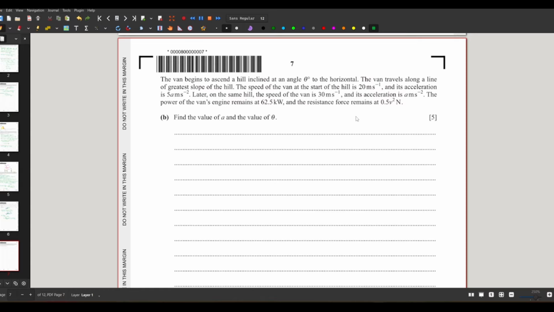Now the van begins to ascend a hill inclined at an angle of theta to the horizontal. The van travels along a line of greatest slope of the hill. The speed of the van at the start of the hill is 20 and its acceleration is 5a meters per second squared. Later on the same hill, the speed of the van is 30 and its acceleration is a. The power of the van's engine remains the same, so here 62.5 kilowatts, and the resistance force remains 0.5 v squared. So find the values of a and the value of theta.